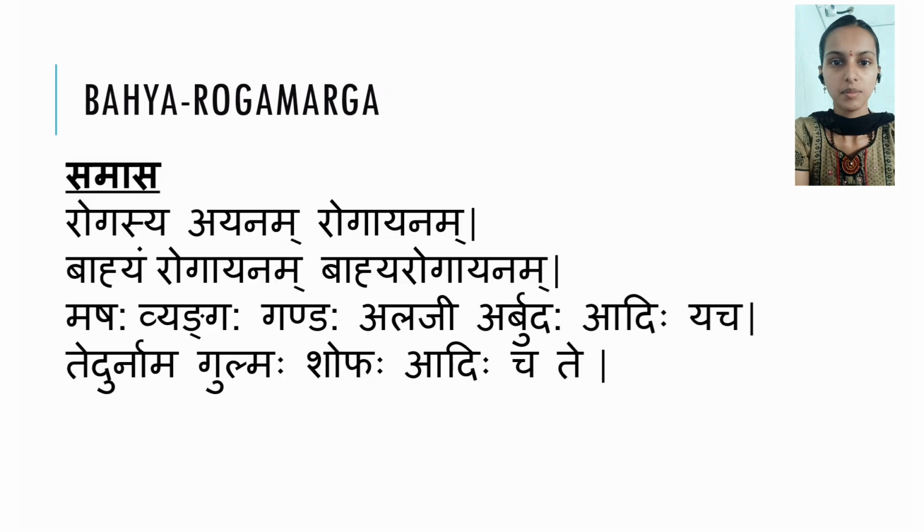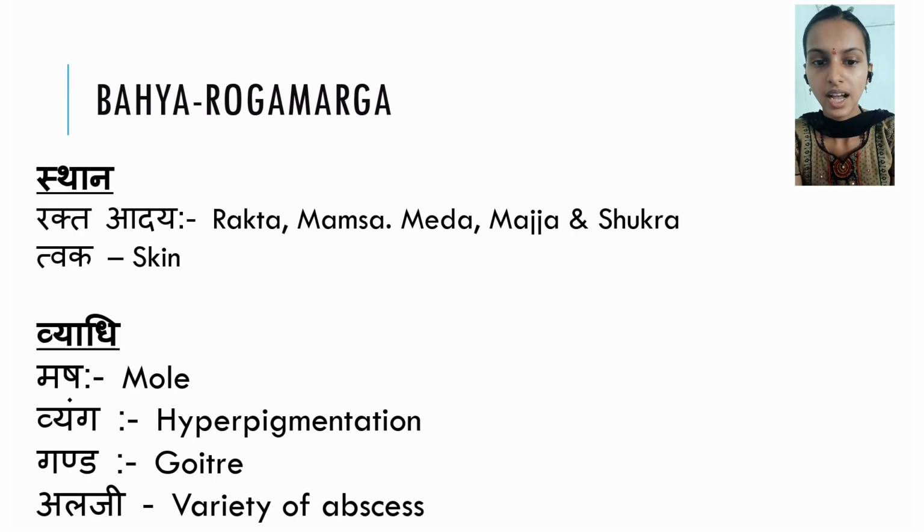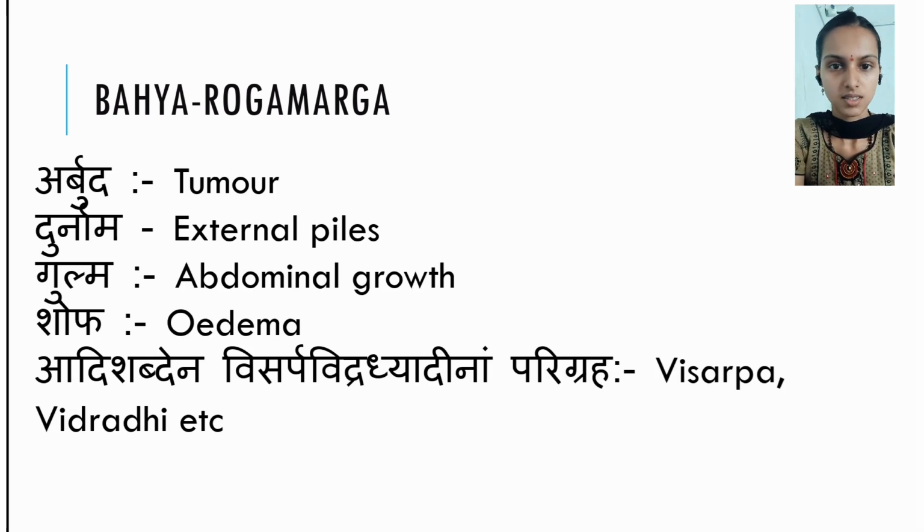Then you see here the samasa, the grammar of Sanskrit. Then we have the sthana. Rakta adaya means rakta, mamsa, meda, asthi, majja, shukra, the remaining sapta dhatu. Tvak means skin. And the Vyadhi caused in this Roga Marga are Masha meaning moles, Vyanga, Ganda, Alajja. You can see the translations over here. In the same way we have the other translations too.